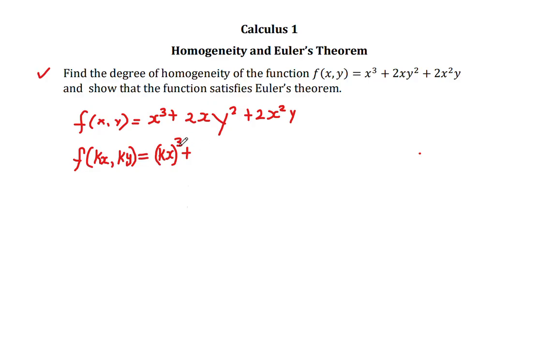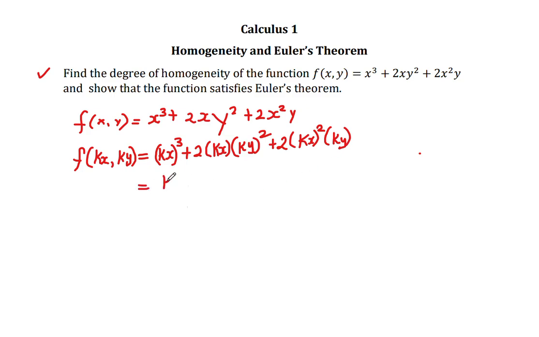So kx all cubed plus 2, and where I see x here, I'm going to replace it with kx, and where I see y, I'm going to replace it with ky. So this will be ky all squared plus 2 multiplied by, and here where we have x, I'm going to replace it with kx all squared, and where I have y here, I'm going to replace it with ky.